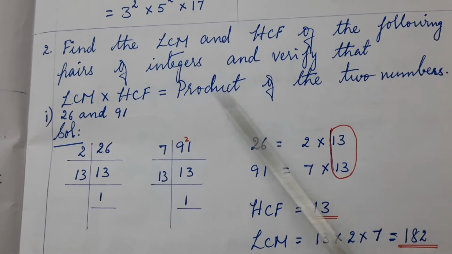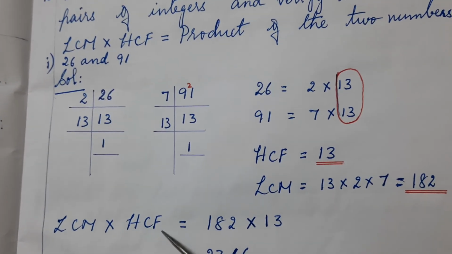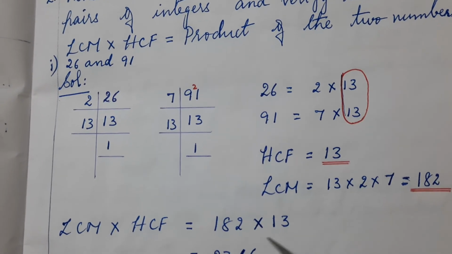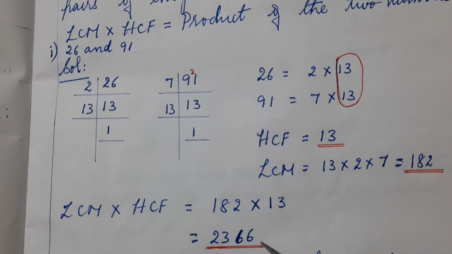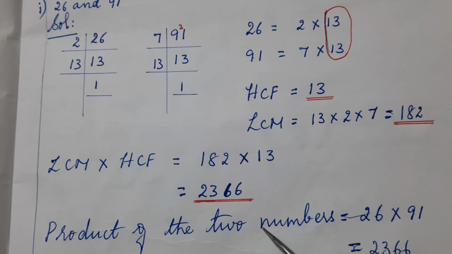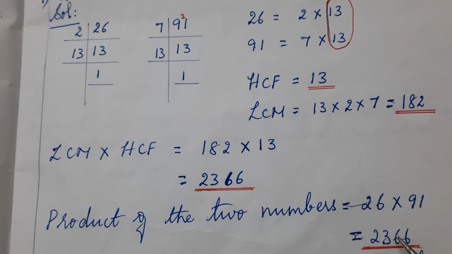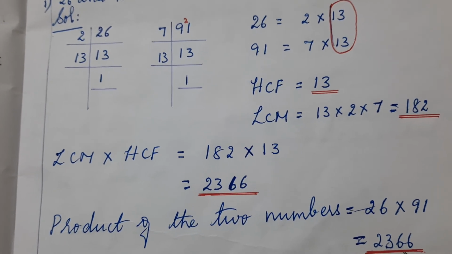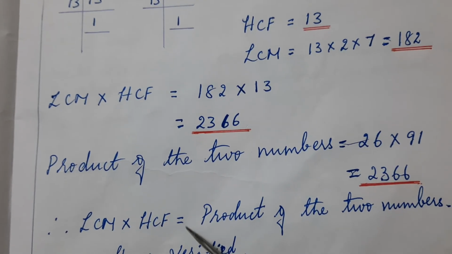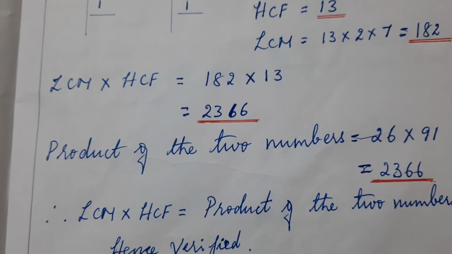Now we have to verify that LCM into HCF is equal to product of two numbers. So LCM into HCF: LCM is 182, HCF is 13. I multiplied, I got 2366. And I have to multiply the product of the two numbers. The two numbers are 26 and 91. 26 into 91 is also 2366. Both are equal. So what do you conclude now? LCM into HCF is equal to product of the two numbers. So hence verified. Thank you.